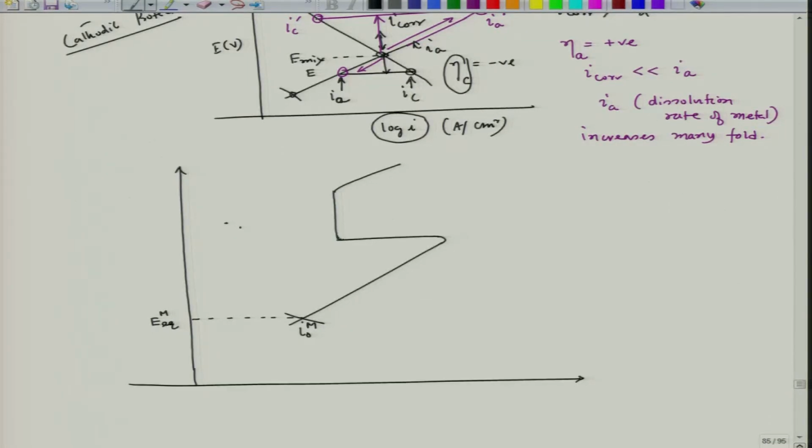So, now if I draw the cathodic polarization plot, so this becomes my cathodic polarization plot, and let us say this becomes my E equilibrium hydrogen, and this is I 0 hydrogen on that metal surface, and this is of course potential, and this is log I ampere per centimeter square. Let me extend it a little more.